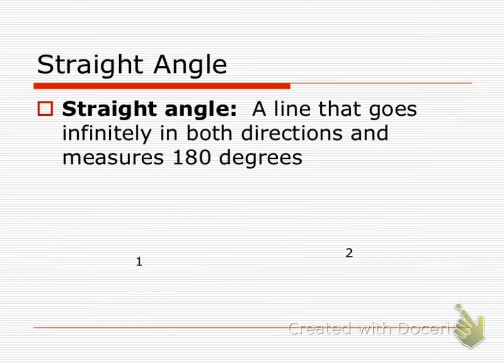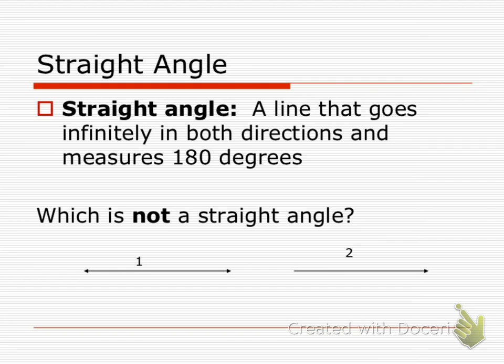Again, you don't have to write all these down. A lot of this stuff is in your notes. A straight angle is a line that goes infinitely in both directions and measures 180 degrees. Which is not a straight angle? Well, if you look at 1, because it has arrows on both ends, that shows that it goes infinitely in both directions. But 2 only has one arrow pointing to the right, which makes it a ray, so it is not a straight angle.